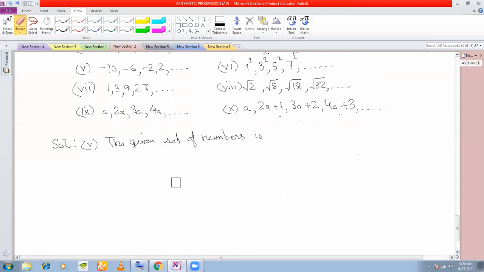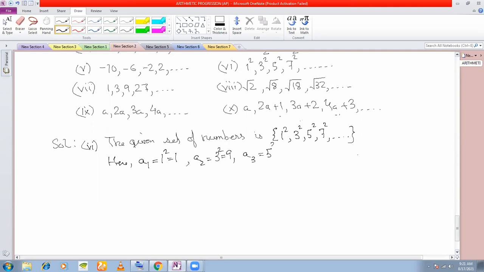Let's see the next one. This is number 6. The given set of numbers is 1 square, 3 square, 5 square, 7 square, and so on. So here A1 is equal to 1 square, which is equal to 1. A2 is 3 square, equal to 9. A3 is 5 square, equal to 25. A4 is 7 square, equal to 49, and so on.